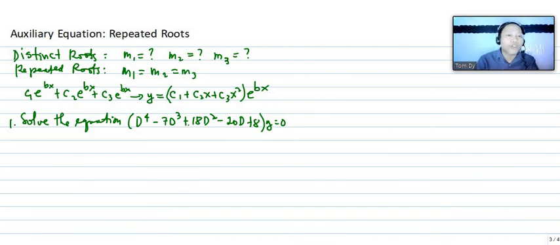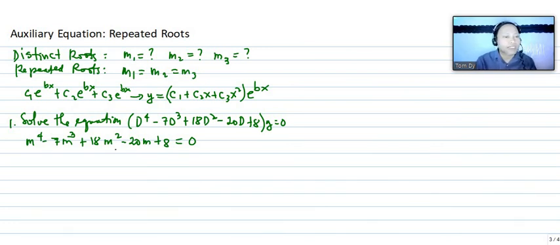When we solve this equation, of course, we need to write its auxiliary equation. So instead of writing d, we have m to the fourth minus 7m cubed plus 18m squared minus 20m plus 8 is equivalent to 0.